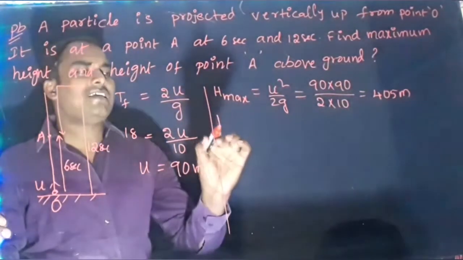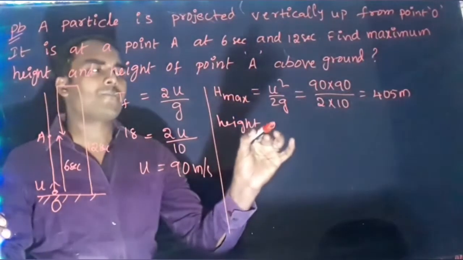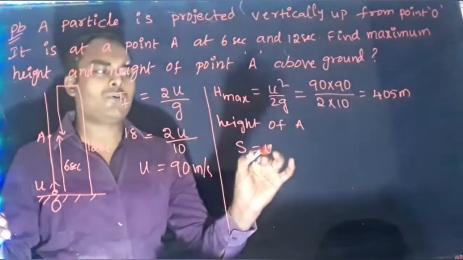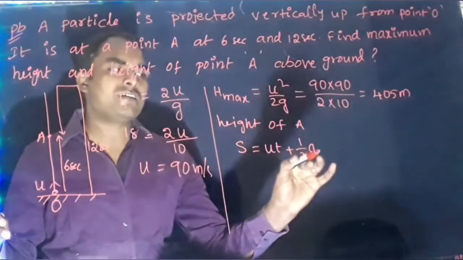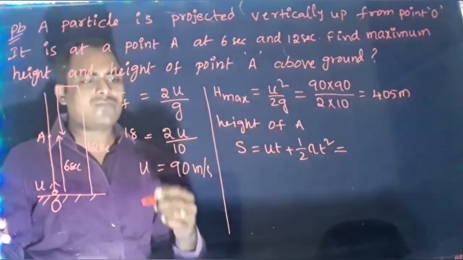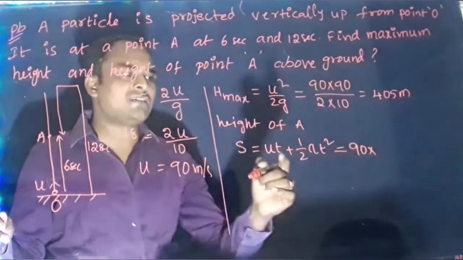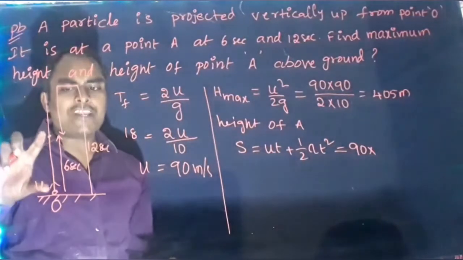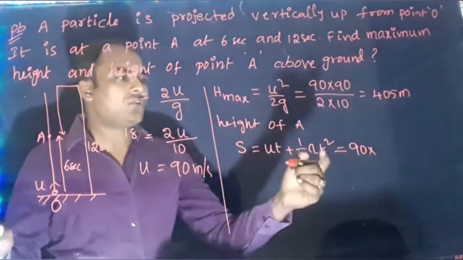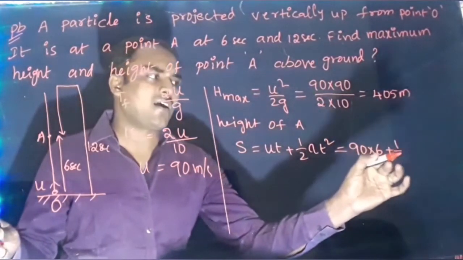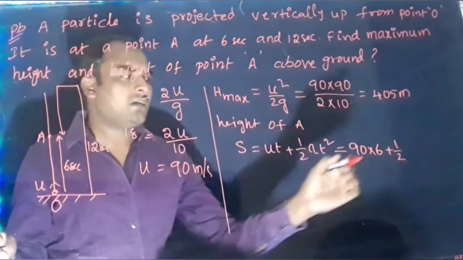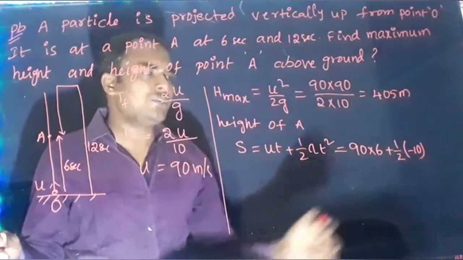Next they are asking height of point A. So to find height of point A, we will use the formula S equal to ut plus half at square. So what is u? u is the initial velocity that we got, 90. So what is the t? We are going to find OA, this height. So for this O to A, time taken is 6 seconds. So time should be written 6 plus half into a value; we know acceleration due to gravity is always downward. We will write minus g value 10.